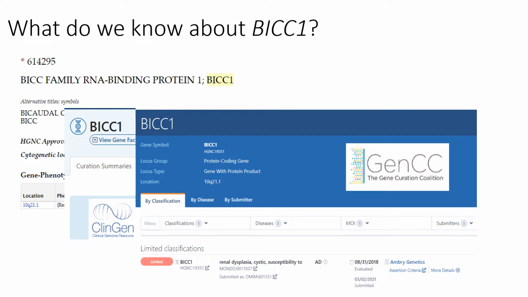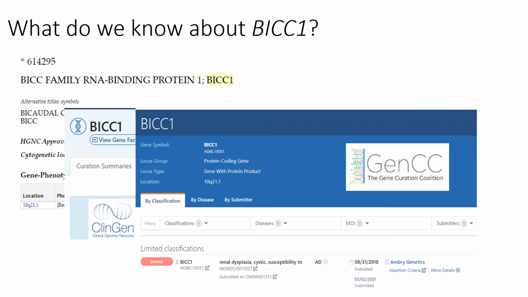Let's look broader now at the Gene Curation Coalition, or GenCC. In case you're not familiar with this resource, this is essentially a ClinVar for gene disease validity classifications. Here you can see the aggregated results of many other research and clinical efforts performing a gene curation assessment, including ClinGen and many others. In our case, there has been a curation of this gene by Ambry Genetics, a clinical testing laboratory in the United States. They evaluated this gene for the condition described by OMIM, that renal dysplasia cystic susceptibility 2, in 2018 and determined that there was limited supporting evidence.